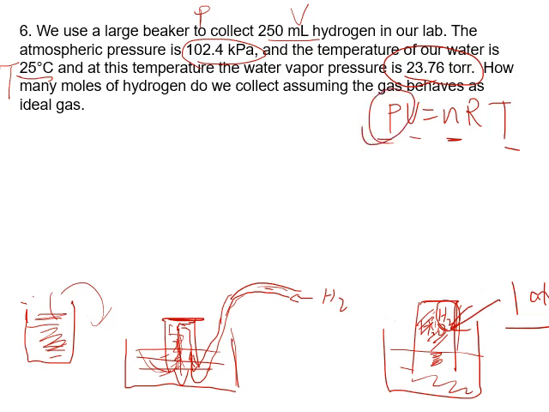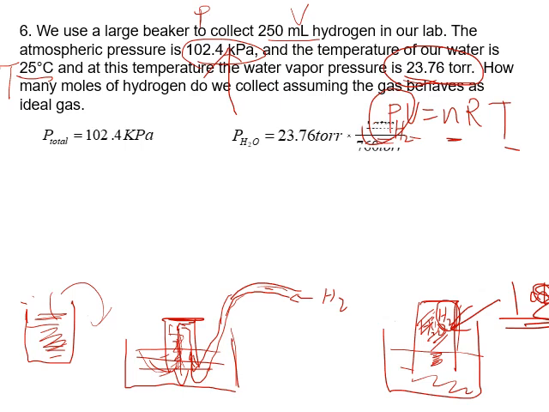So the pressure we should use is the hydrogen partial pressure, which is the total pressure minus the water vapor pressure. They have to be in the same unit. Sorry, the total pressure is not 1 atmosphere. The given is 102.4 kilopascal, that's the atmospheric pressure. And the water vapor pressure is 23.76 Torr, so you need to change Torr to atmosphere or kilopascal. The answer is 3.17 kilopascal.